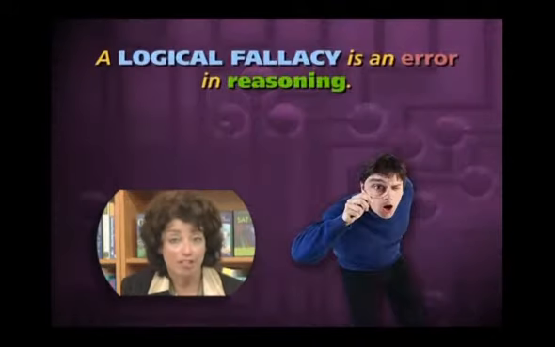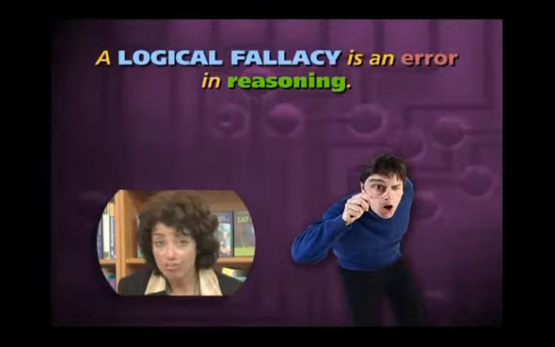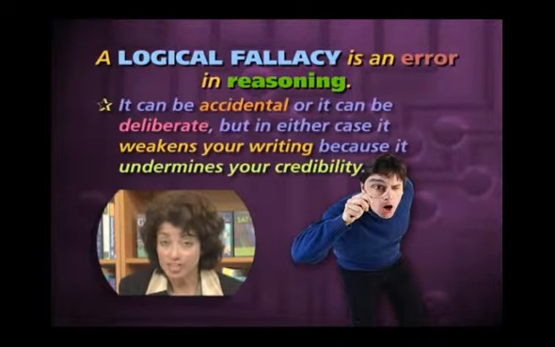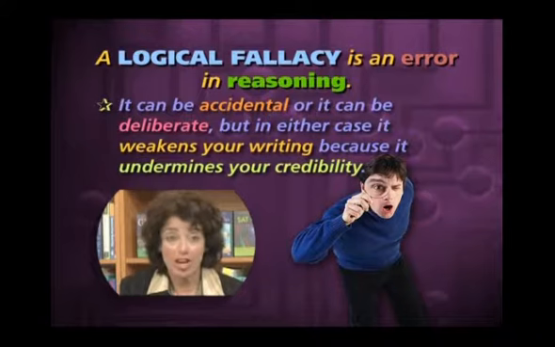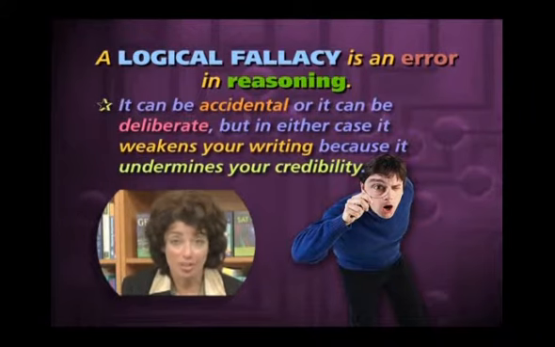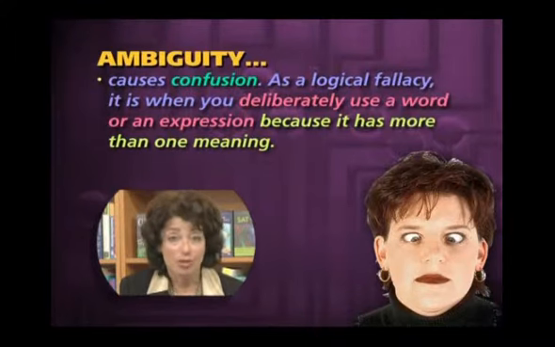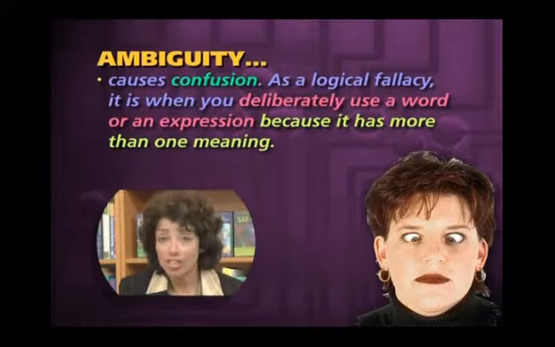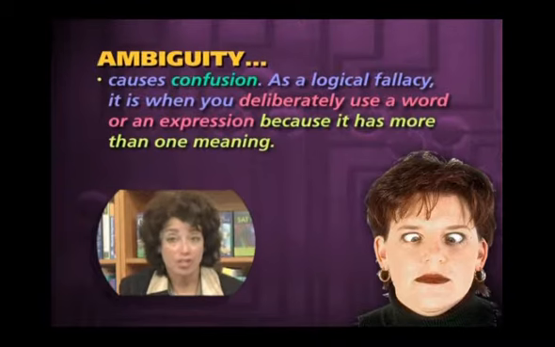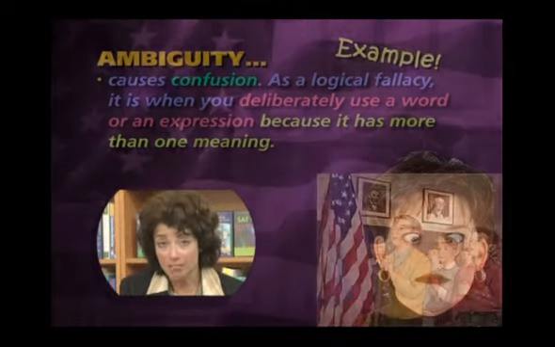Let's start with logical fallacies. A logical fallacy is an error in reasoning. It can be accidental or it can be deliberate, but in either case, it weakens your writing because it undermines your credibility. Ambiguity is confusion. And as a logical fallacy, when you use ambiguity, what you're doing is you're deliberately using a word or an expression that is confusing because it has more than one meaning.